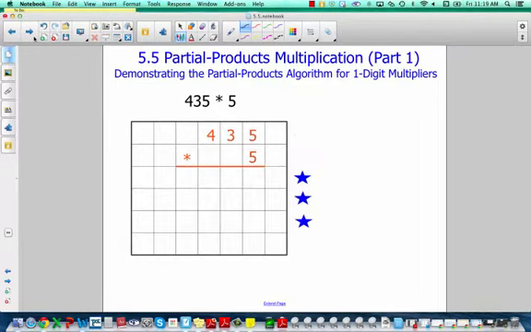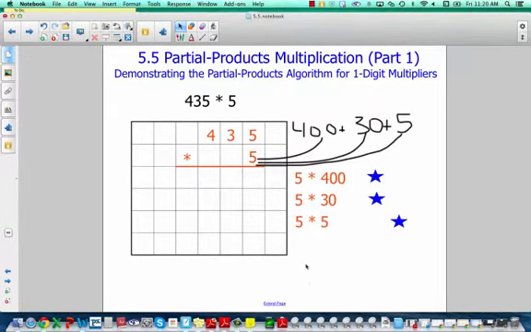Try this one on your own. Pause the video. When you come back, the answer will be on the board. All right, so you made this number into 400 plus 30 plus 5, and you're going to multiply 5 times all of those numbers. 5 times 400, 5 times 30, and 5 times 5. 5 times 4 is 20, and I'm going to add 2 zeros, so I'm going to put the 2 zeros down. And then I'm going to put the 20 just to make sure I'm in the right lines.